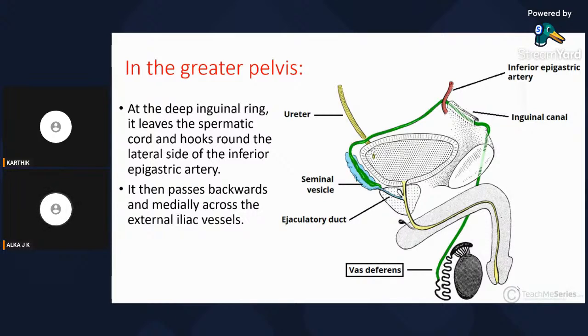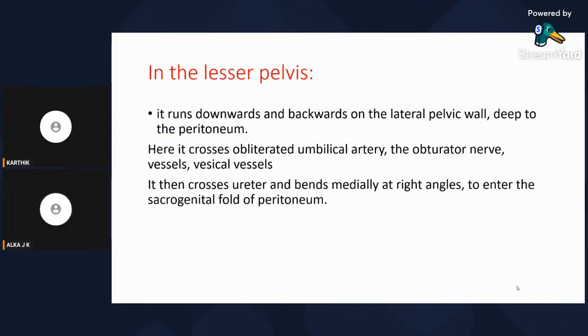It then passes backwards and medially across the external iliac vessels. In the lesser pelvis, when it enters through the brim of the pelvis, it runs downwards and backwards on the lateral pelvic wall, deep to the peritoneum.